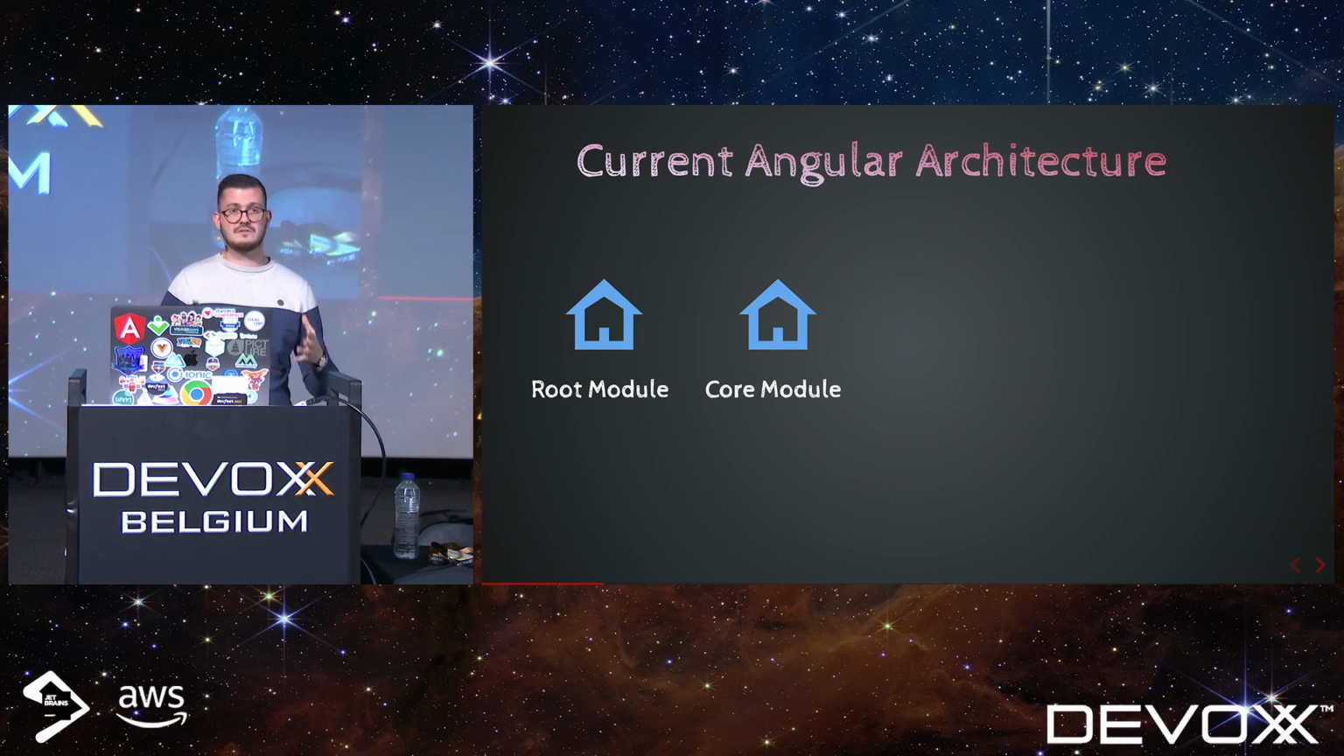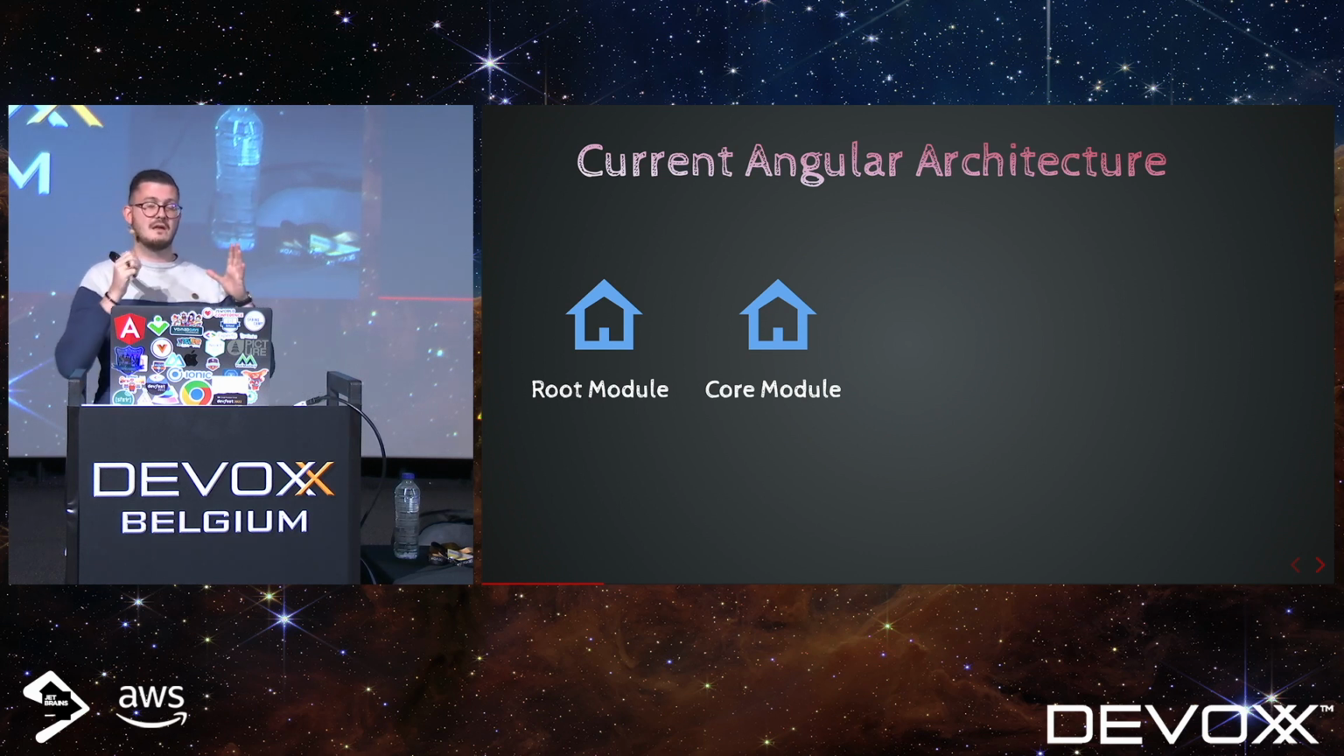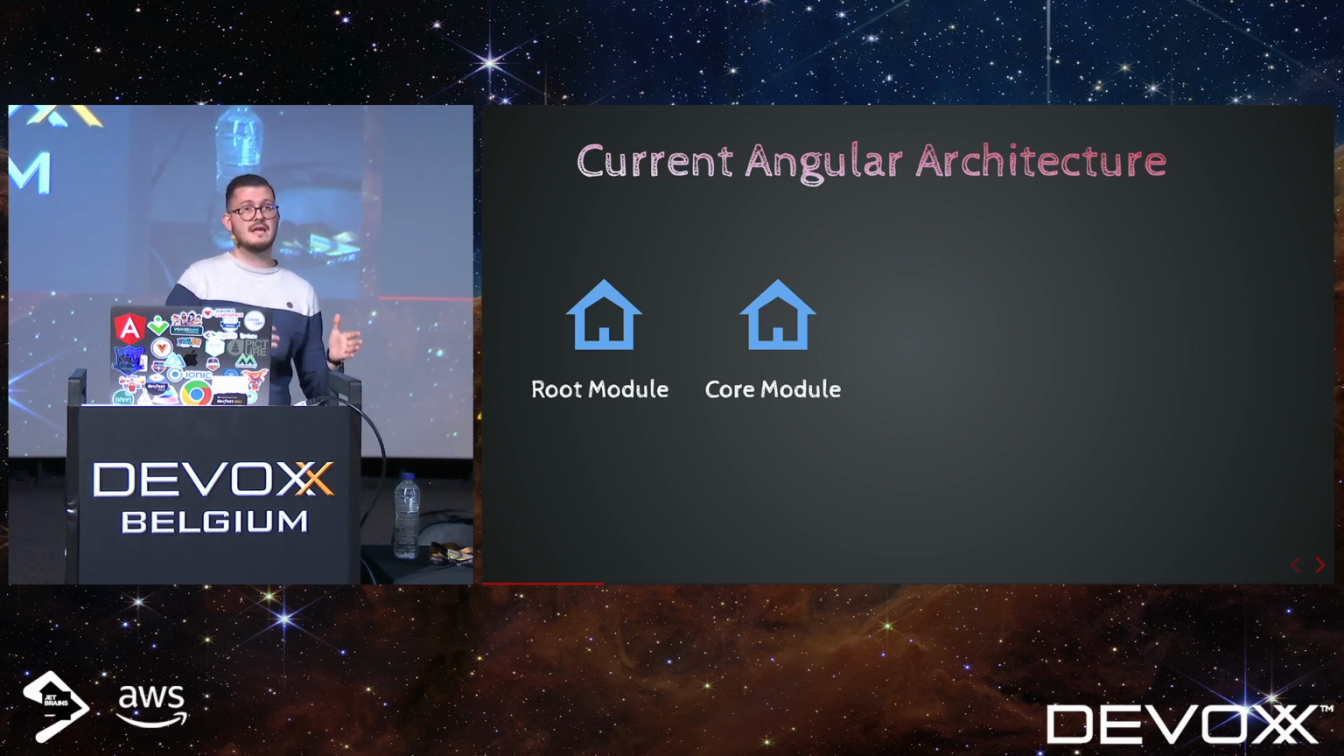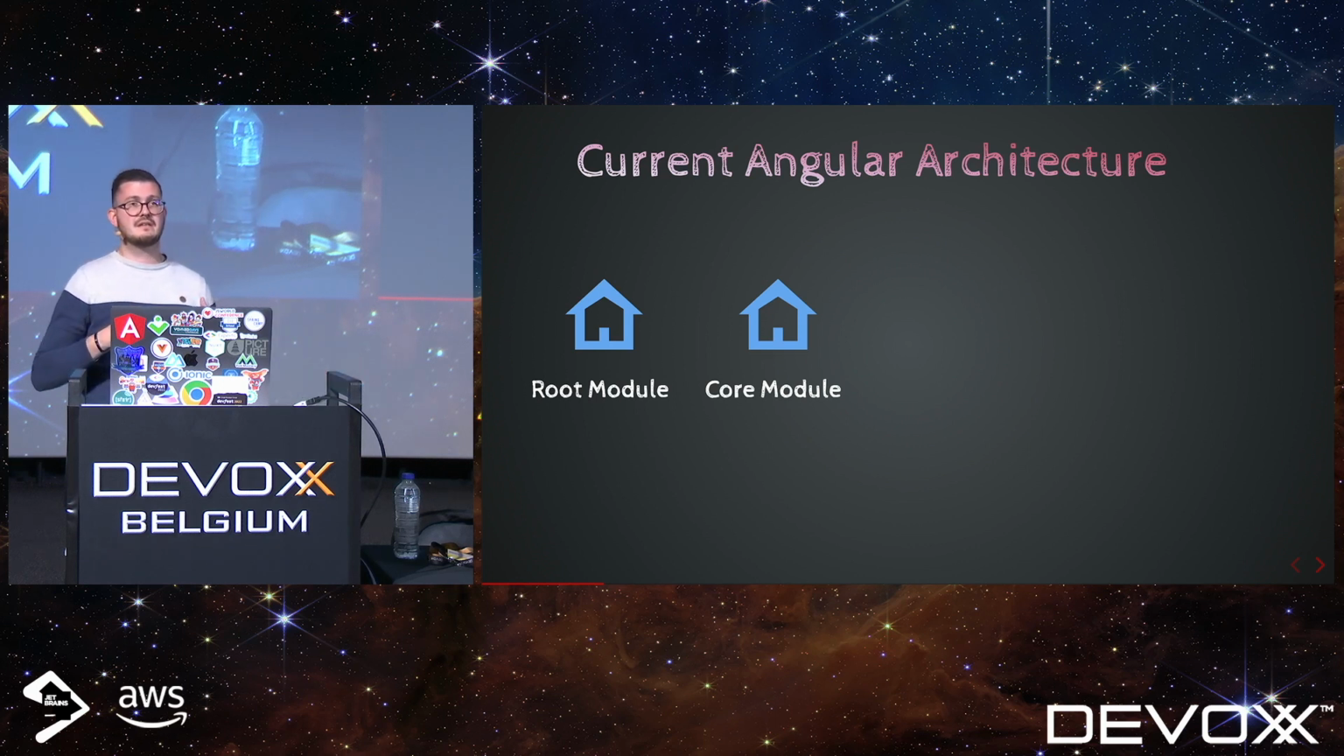This core module contains your core application, and that's why it will contain providers that are common to the whole application. It will contain guards, interceptors, and components that are part of the application body, like footer, navbar, or header.